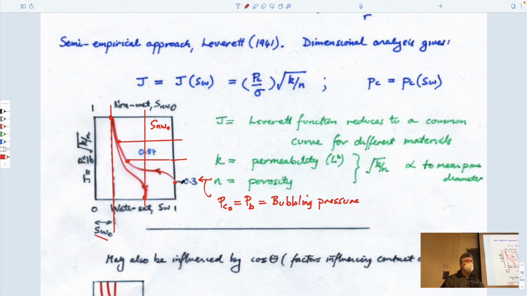I have a question. Yep. What's bubbling pressure? Sorry? What's the bubbling pressure? Bubbling pressure is the pressure that you have to apply to push a bubble of air into the sample.